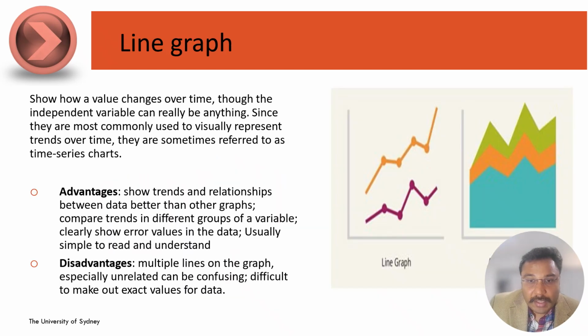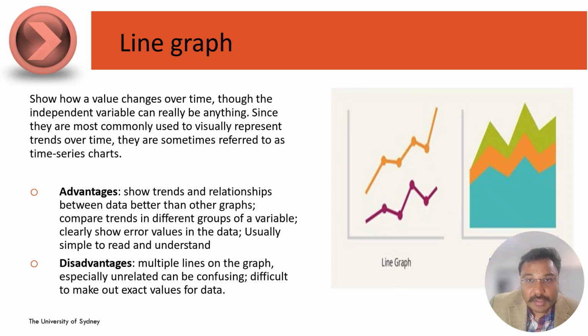So let's look at line graphs. What are line graphs used for? Line graphs are used to show how a value changes over time. They are particularly useful for identifying trends, which is why they are often called time series charts. For example, in project management, you can use line graphs to track progress, cost, or resource usage over time.